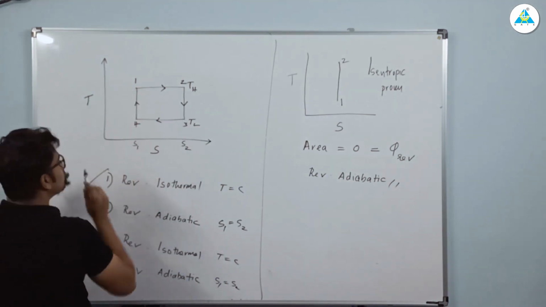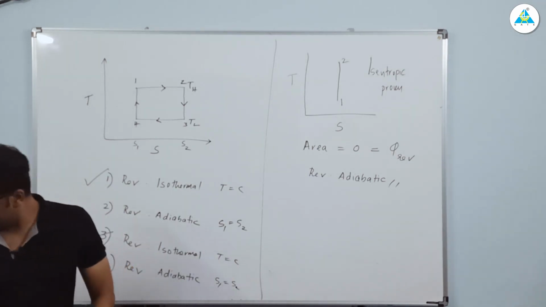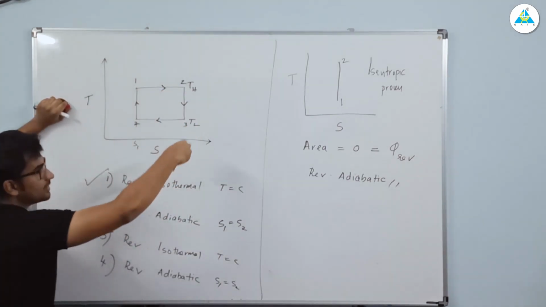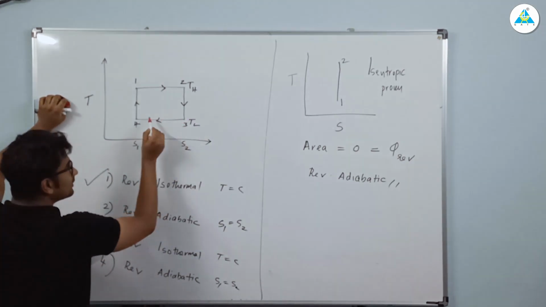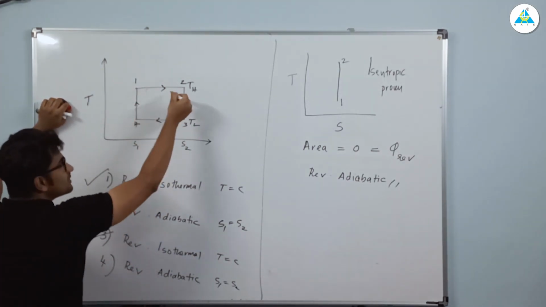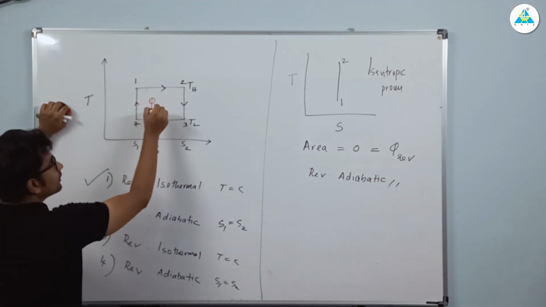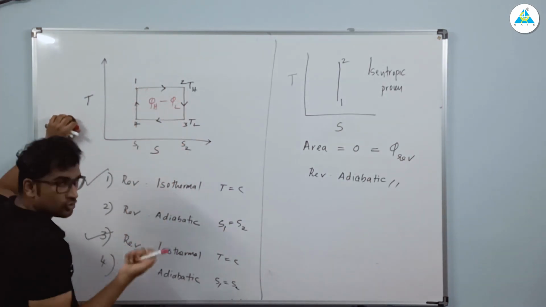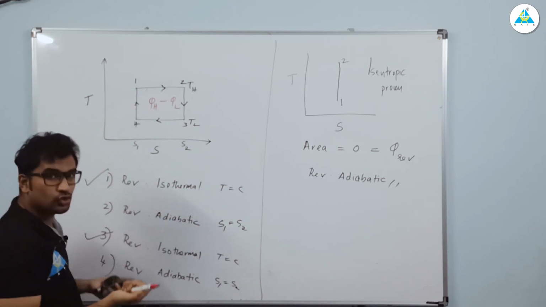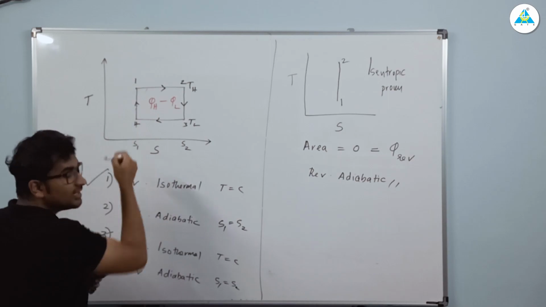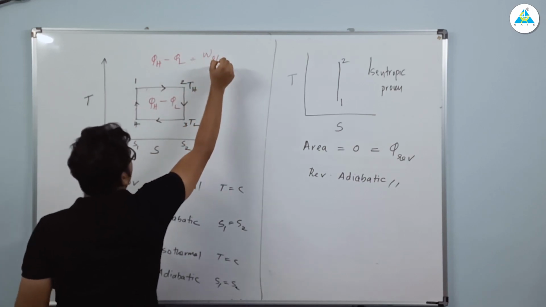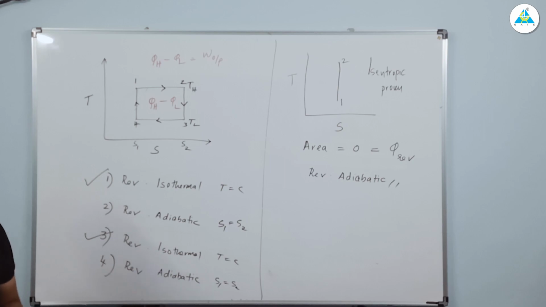For example, if you see, the area under 1, 2, 3 will be the entire area. This entire area will be covered. Minus the area under 3, 4, 1 will give you the area inside this. So that will be QH minus QL. Because the area under 1, 2, 3 will be QH, and the area under 3, 4, 1 will be QL. So QH minus QL will be the area inside. So QH minus QL is your work. Clear? It's very simple to understand.